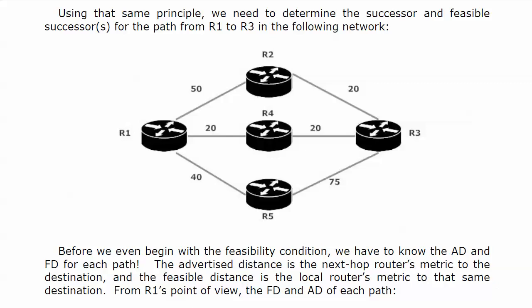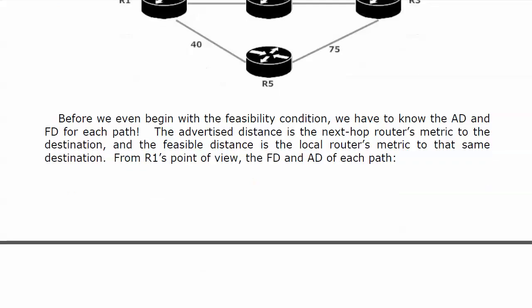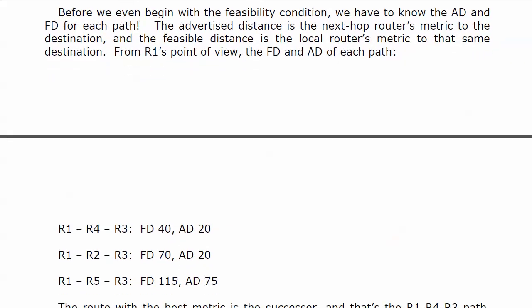At the end of the last video, we were working on coming up with the FD and the AD for the three paths here from router 1 to router 3, whether it be 123, 143, or 153. Because before we can even begin to work with the feasibility condition, we've got to know the AD and the FD. So we've come up with that, and I know the screen is going to be split a little bit. Bear with me because there's a reason.